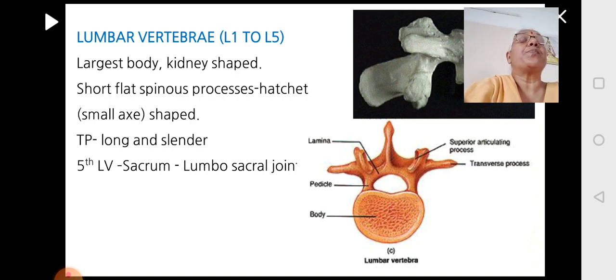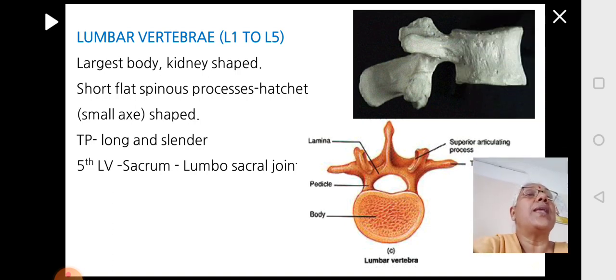The transverse process is long and slender. The last lumbar vertebra will form a joint with the sacrum, and this joint is called the lumbosacral joint. The joint between the sacrum and the 5th lumbar vertebra is called the lumbosacral joint.